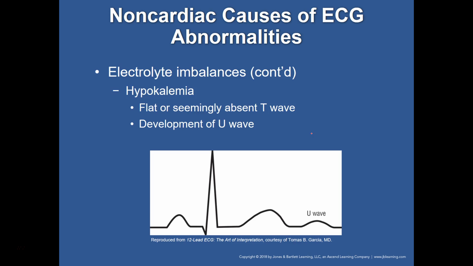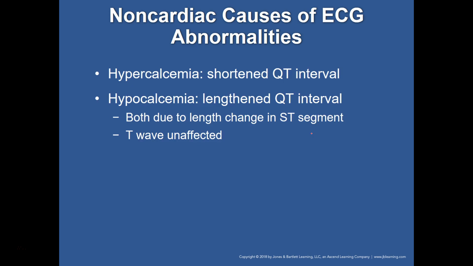Hypokalemia. Now, just so you know, the main thing you probably need to recognize about electrolyte imbalances is hyperkalemia. We're going to cover all these, but don't go nuts worrying about getting everything down about the electrolyte imbalances. So hypokalemia: flat or seemingly absent T wave, development of a U wave. With hypercalcemia, a shortened QT interval; with hypocalcemia, a lengthened QT interval.